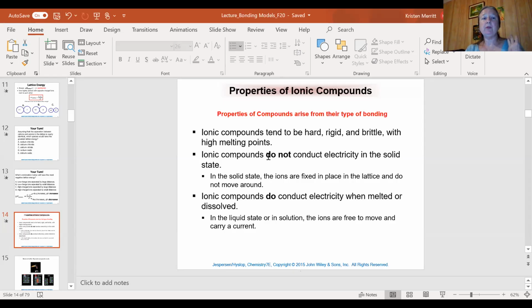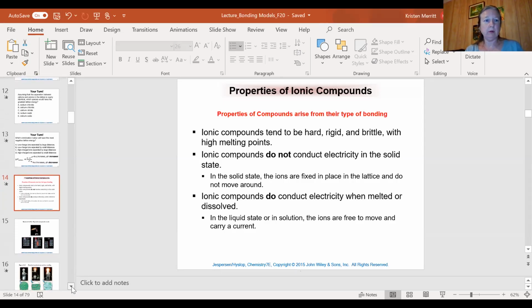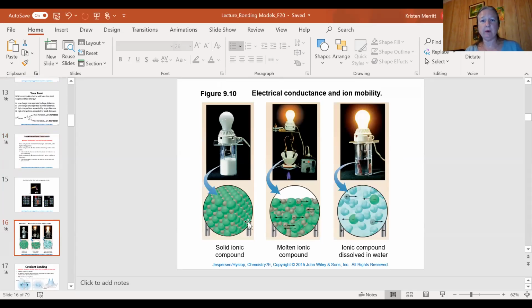The ionic compounds do conduct electricity, but not in the solid state. You've got to have a fluid system for the ions, for the electrons to be able to move. So if we go to this picture here, a solid ionic compound, the electrons are fixed. They cannot move through here. You've got to have a fluid system.